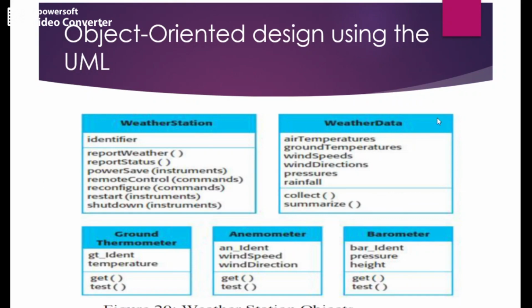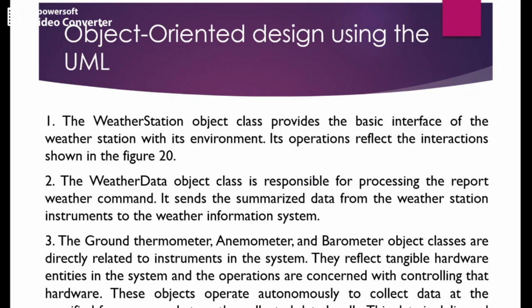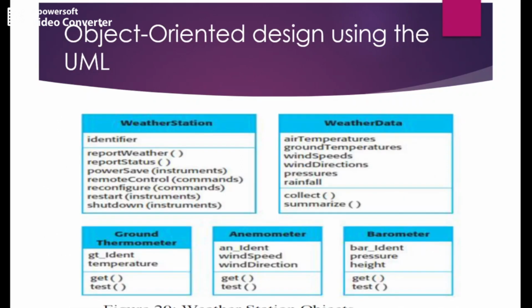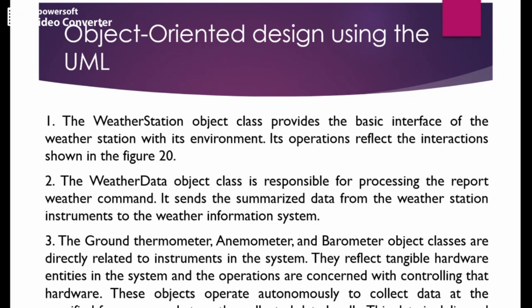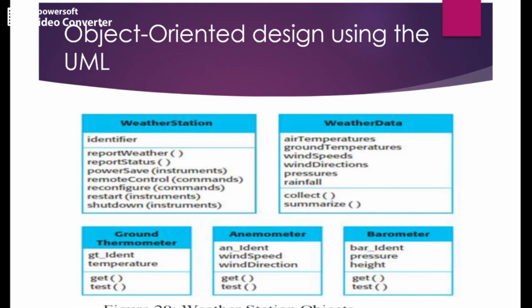Second one is the weather data object class. This class is responsible for processing the report weather command. Whatever weather report has been received has to be processed, and that is done by the weather data. It will collect all the weather data and make a summary of it. It sends the summarized data from the weather station instruments to the weather information system, as you already know. Then third, we have several other object classes.